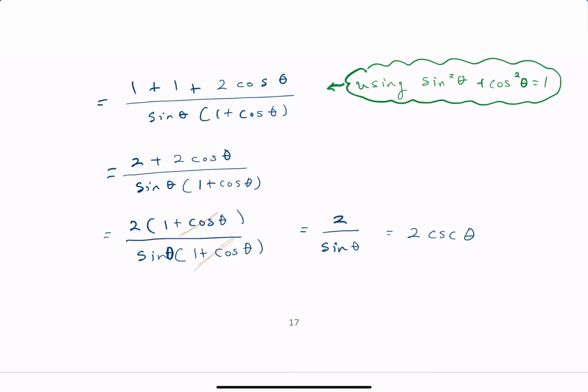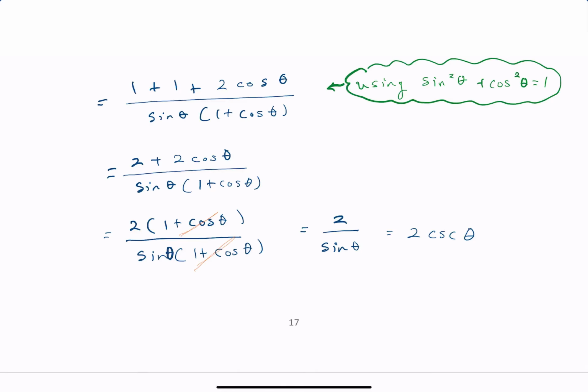Notice that our numerator and denominator are both factored now, so the things we're canceling are factors, not terms. That gives us 2 times the sine of theta, which is equal to 2 times the cosecant of theta. And that was the right-hand side that we were hoping to wind up with, and we did wind up with it, so we're done.